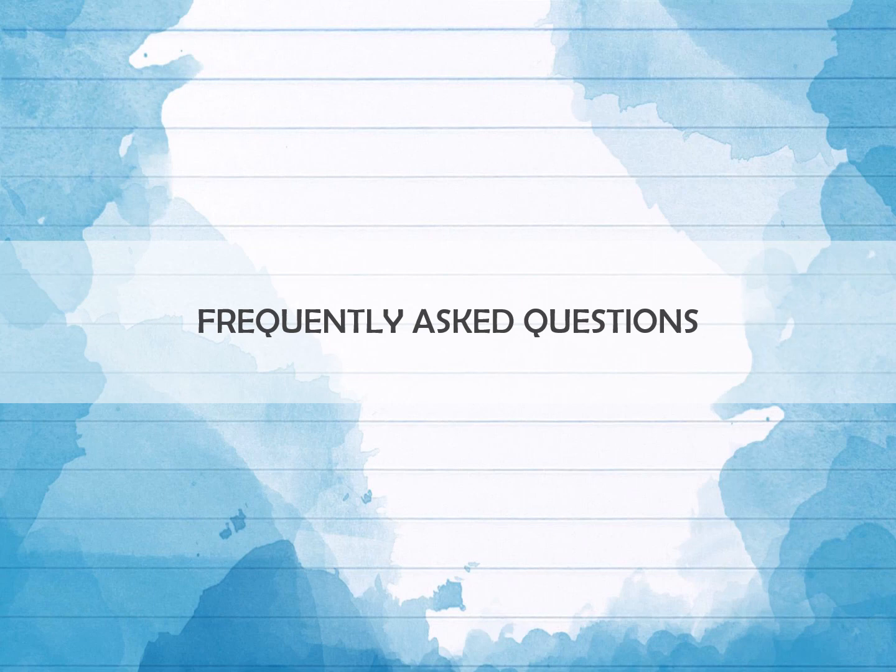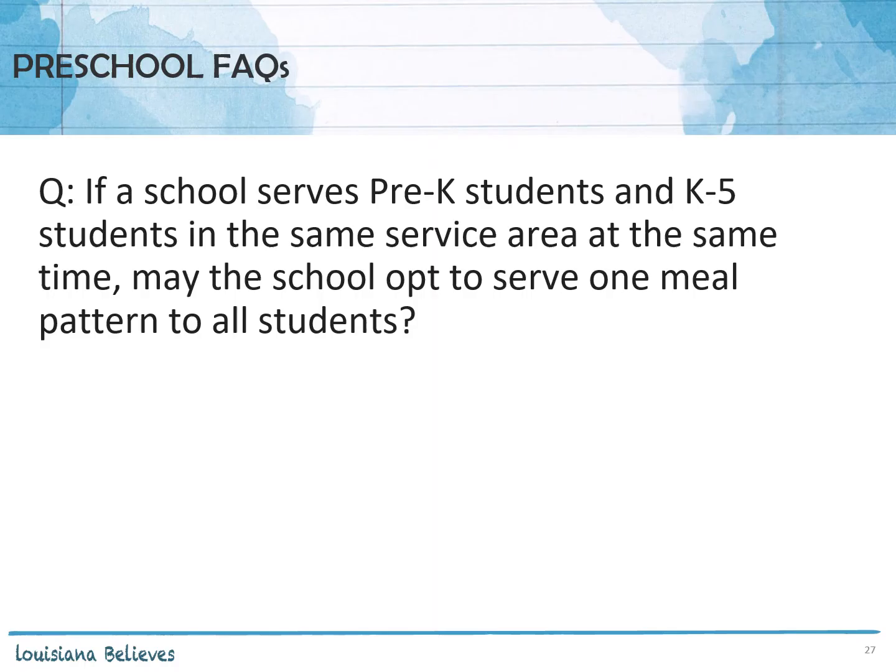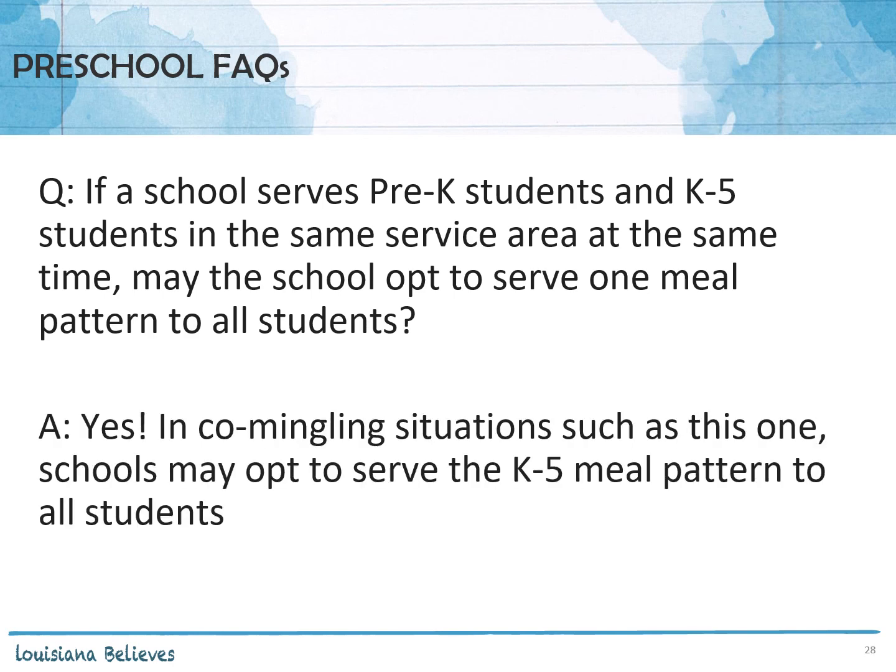Now let's discuss some frequently asked questions. If a school serves pre-K students and K-5 students in the same service area at the same time, may the school opt to serve one meal pattern to all students? Yes, in commingling situations such as this one, schools may opt to serve the K-5 meal pattern to all students.